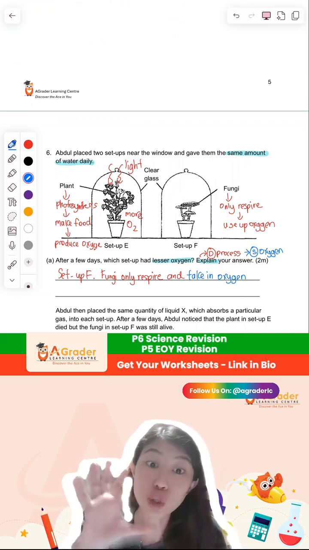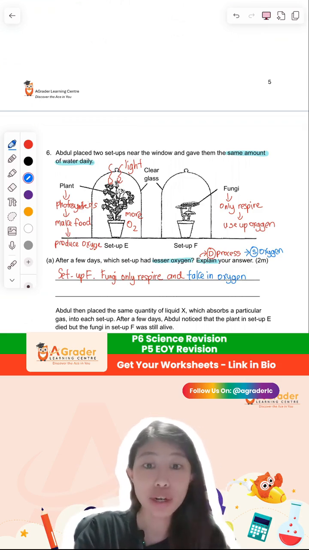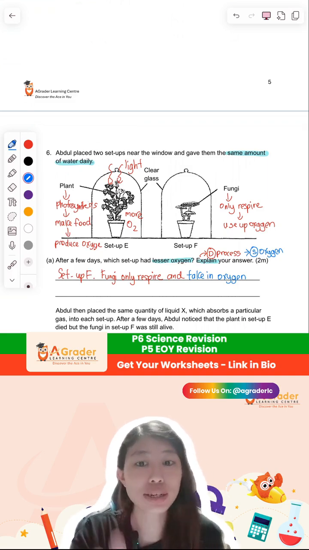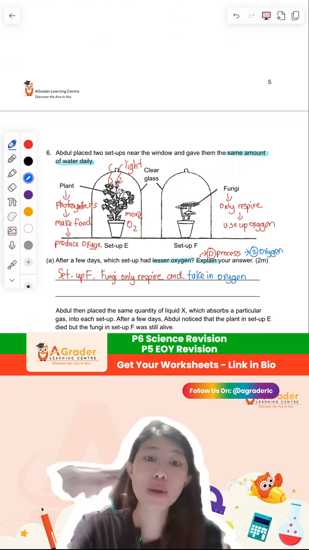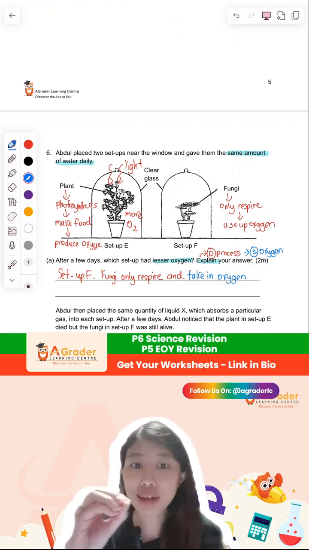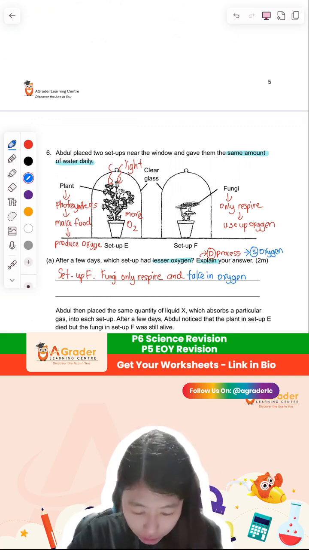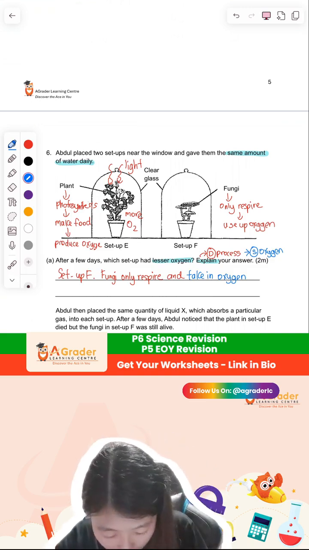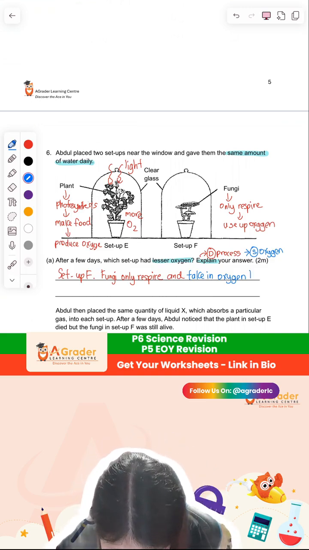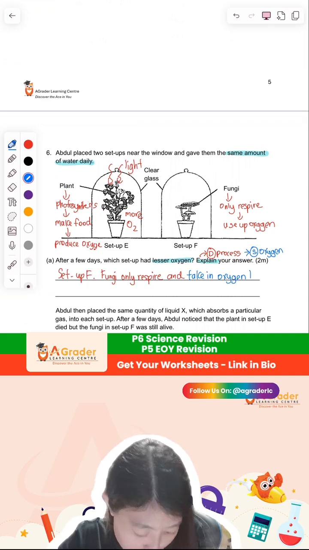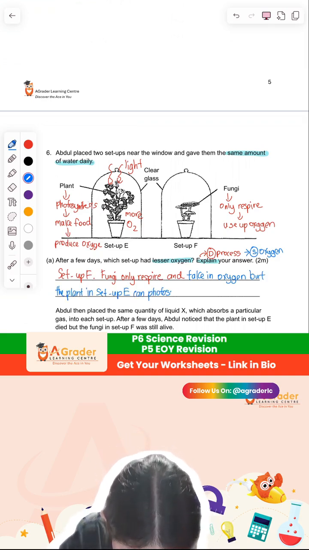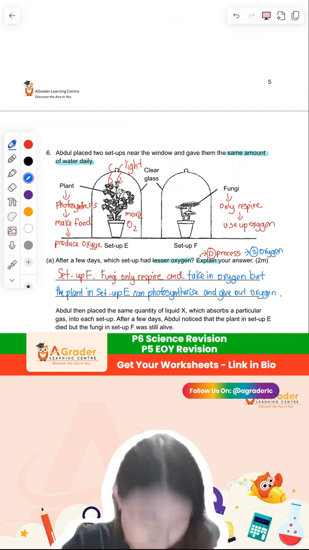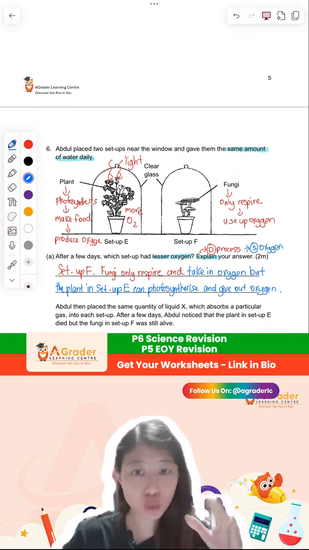Okay, so over here, those of you who stop here will only get 1 mark. Let me explain why. Because you must compare. You must tell me why did you choose F and why not E. So you must have a comparison. Always remember, when you choose one setup over the other, you must make some comparison. So in this case, setup F, why? Fungi only respire and take in oxygen. But you must compare. But the plant in setup E can photosynthesize and give out oxygen. Always remember to compare when you choose one over the other.